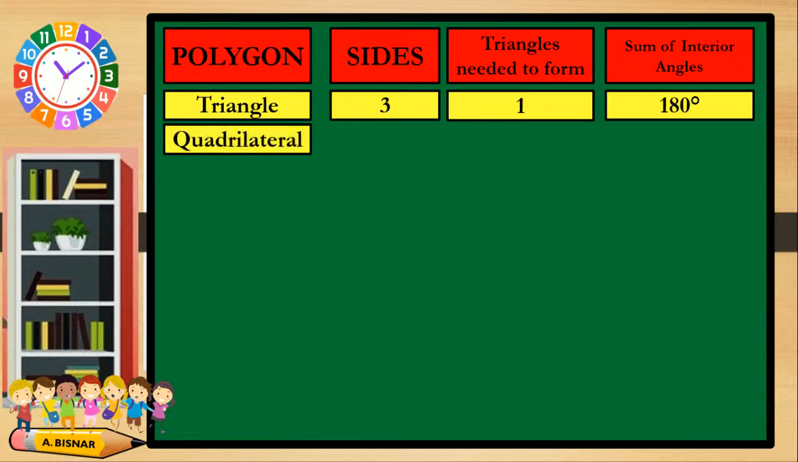Now, complete the table for the quadrilateral. Identify the number of sides. Tapos, ilan yung kailangan na triangle para makabuo ng quadrilateral? At ano yung total? Type your answers continuously horizontal. So, ilagay nyo quadrilateral. Ilan yung sides? Ilan yung triangles needed to form? Saka, ilan yung kabuuan?